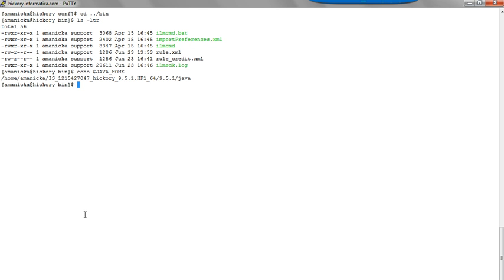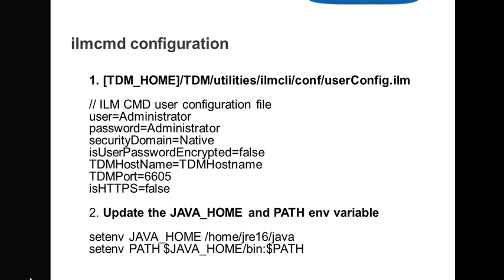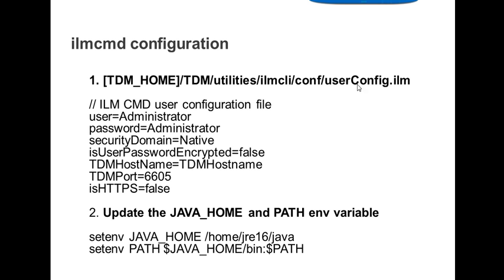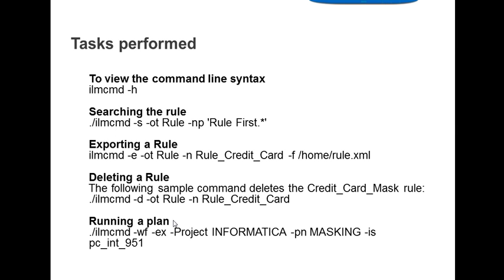Also, make sure you have set the Java home environment variable in order to run this ilmcmd command. So in order to configure, you need to update this user config.ilm file, and also you need to update the Java home and path environment variable. I'm going to show you some sample commands that we can run.